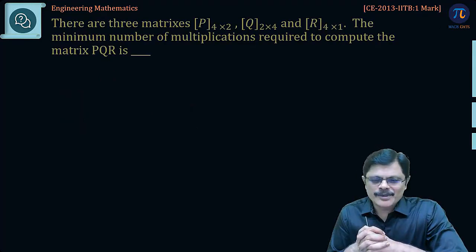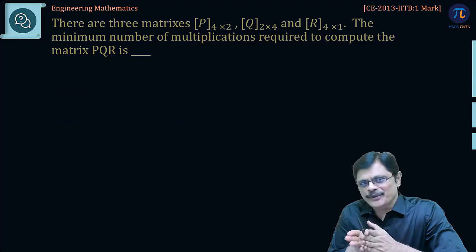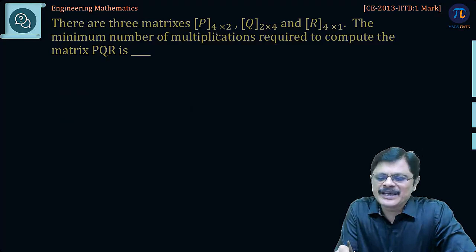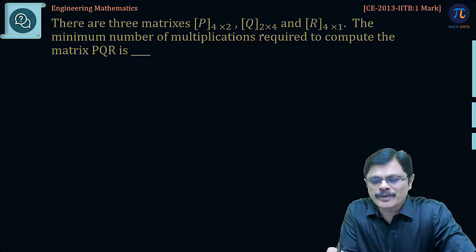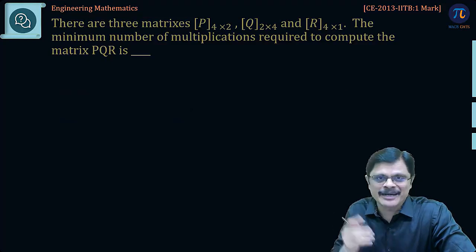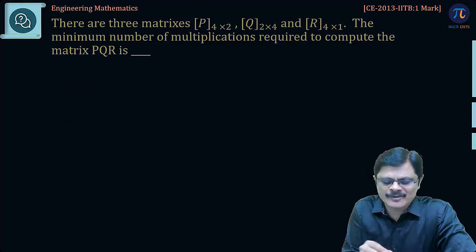We solve this problem. If you directly remember, you can do it. Otherwise, do it with me. P is a 4 by 2 matrix. Q is a 2 by 4 matrix. R is a 4 by 1 matrix. You want to multiply these three matrices. He's asking the minimum number of multiplications required.